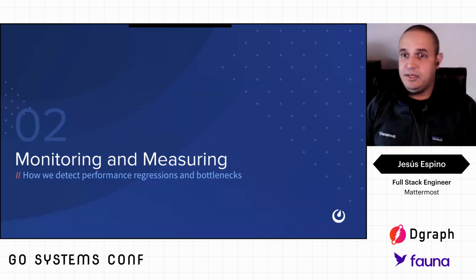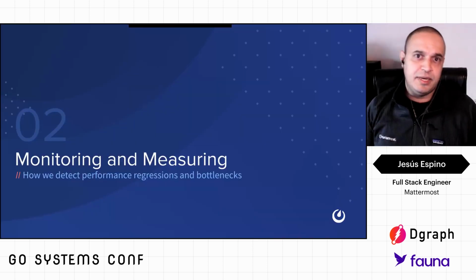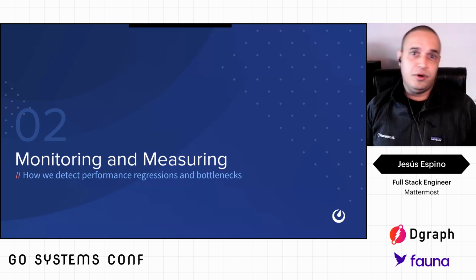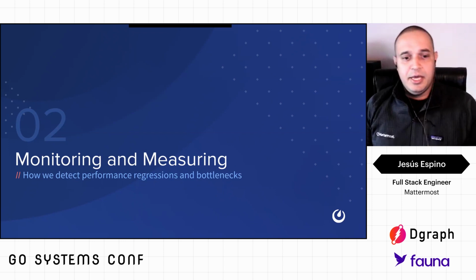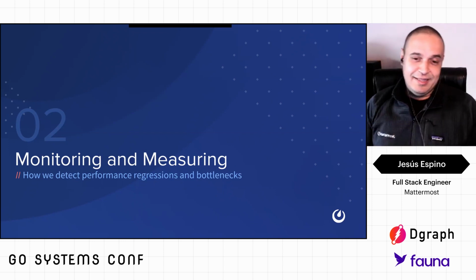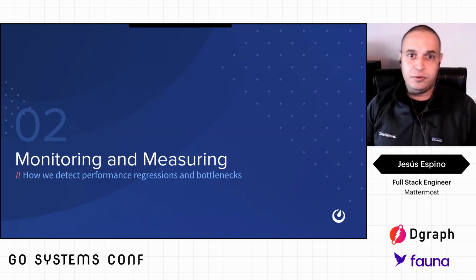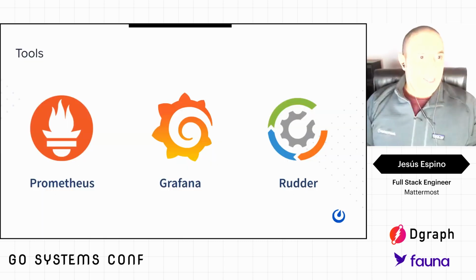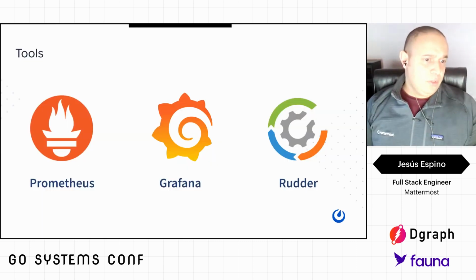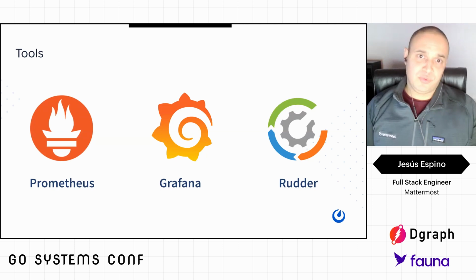But you reach a point where you have to measure and you have to monitor your system to be able to keep scaling up, because the complexity of the platform goes up, and you can't scale up with this low-hanging fruit. For that, we use different tools. For monitoring, we use Prometheus and Grafana, and for telemetry, we use Rudder.